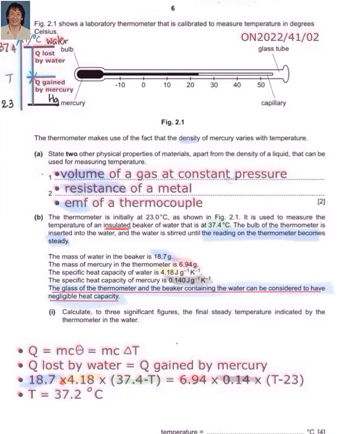From the equation, this is the heat energy lost by water. This is the mass of water, 18.7. This is the specific heat capacity for water. And this is the temperature change for water, 37.4 minus T. And then this is the mass of mercury, this is the specific heat capacity for mercury, and this is the temperature change for mercury, T minus 23. From there, we get 37.2 degrees Celsius as the answer.